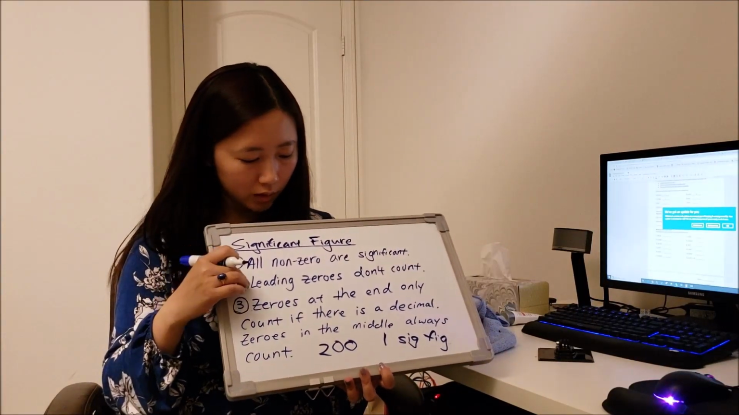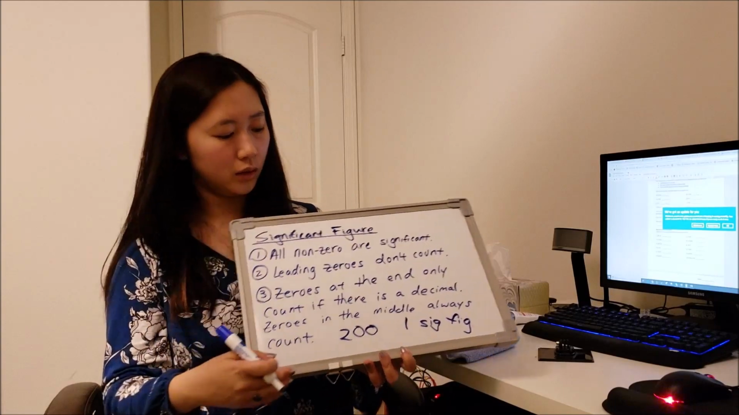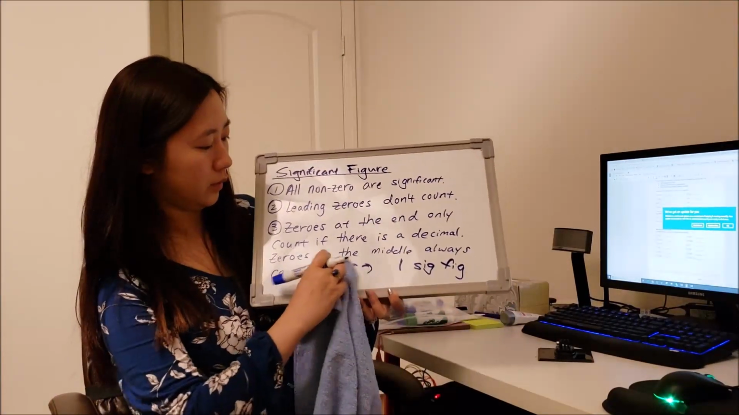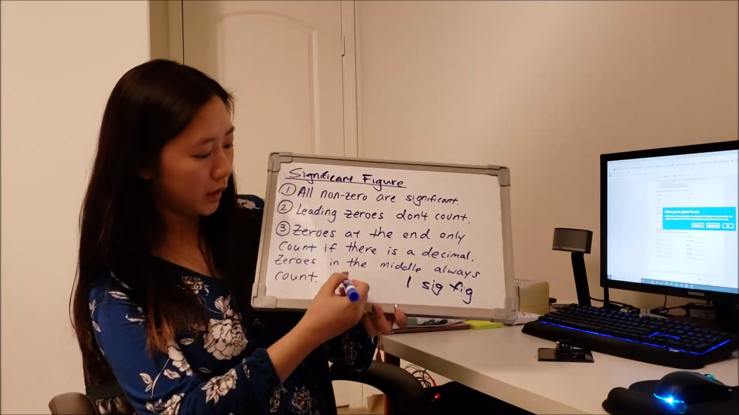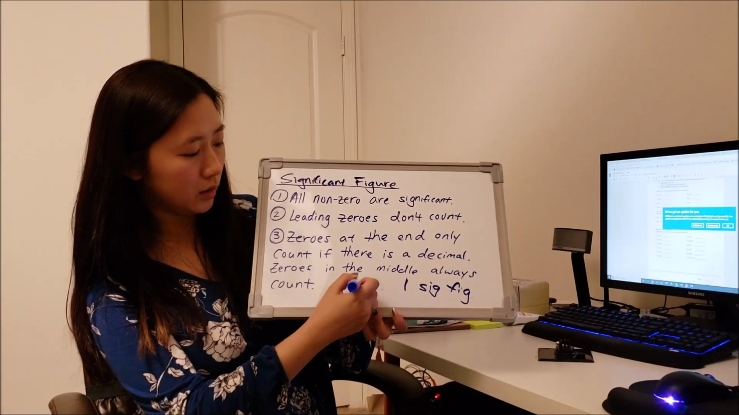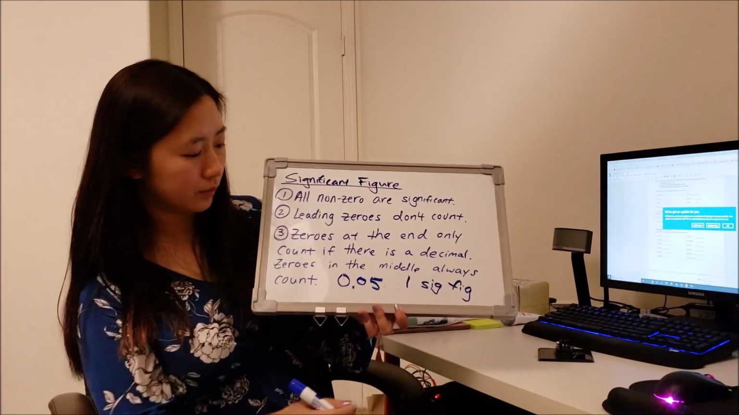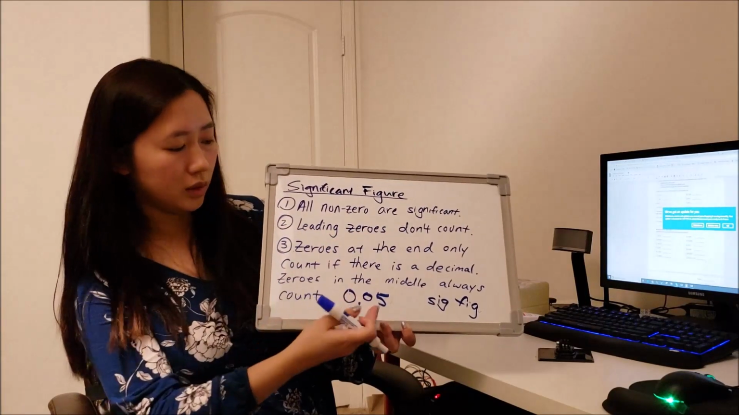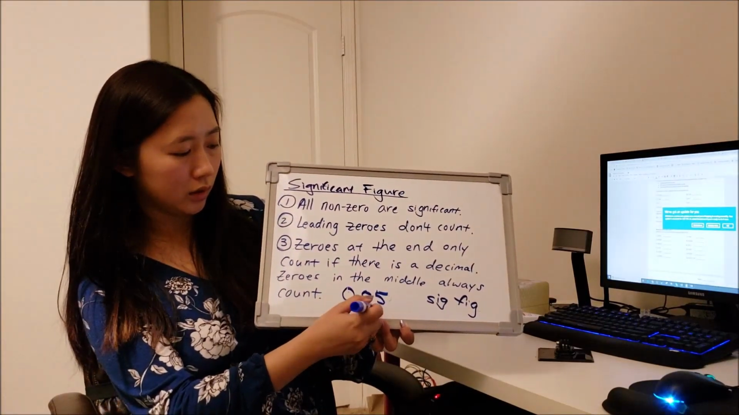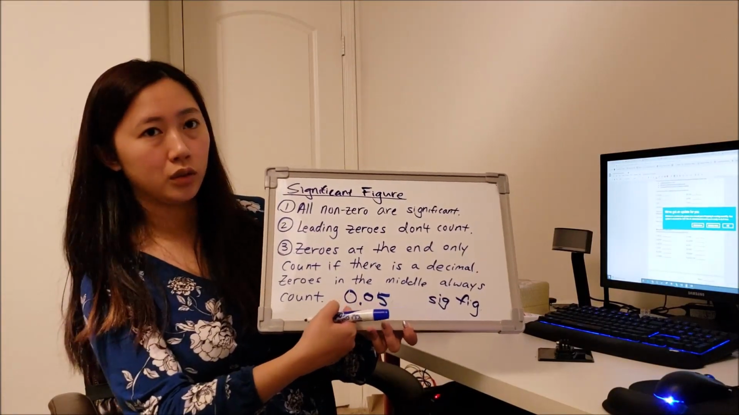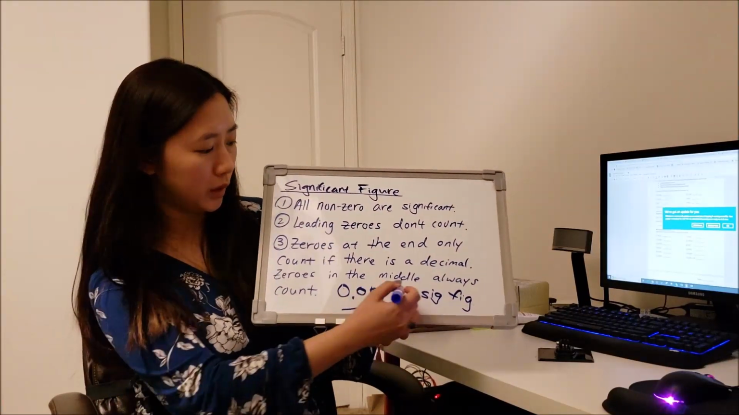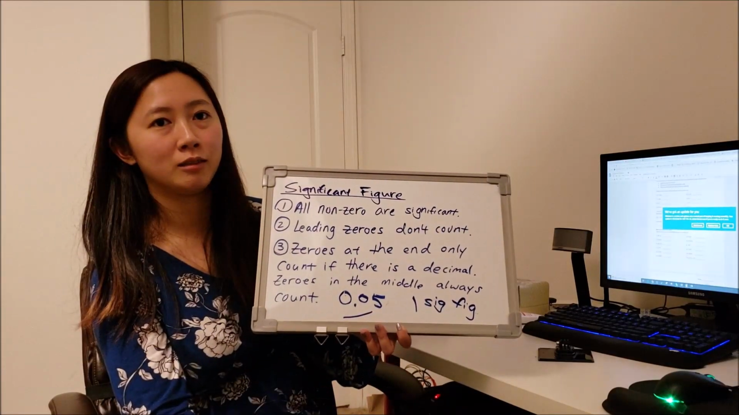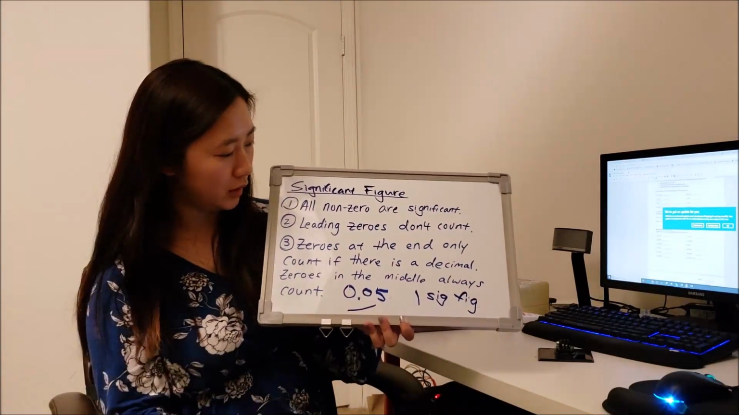Okay, so that's rule number 1. Rule number 2 says leading zeros don't count. So for example, if we have 0.05. Now since leading zeros means the zeros in the front, they don't count, that means we don't count these 2 zeros. So there would be how many sig figs? Yep, 1 sig fig, perfect.